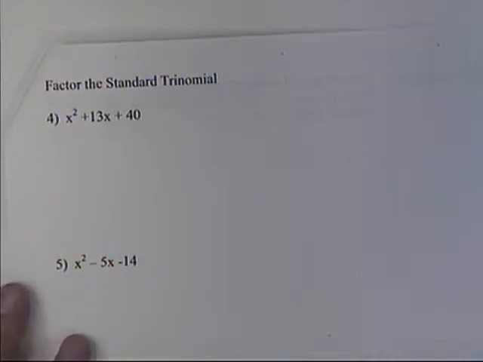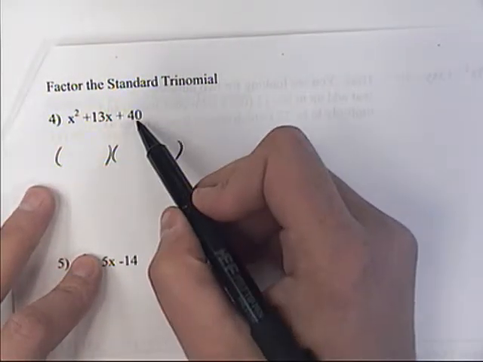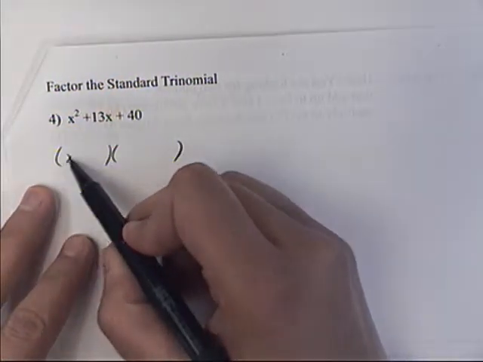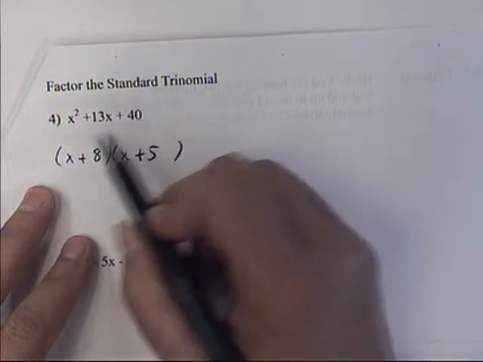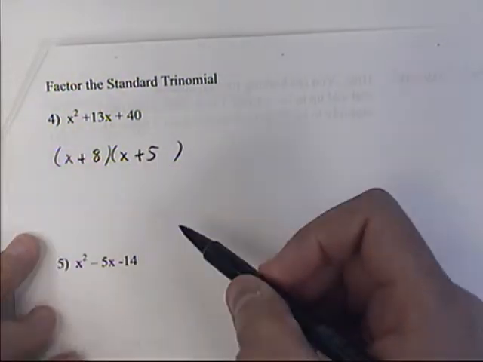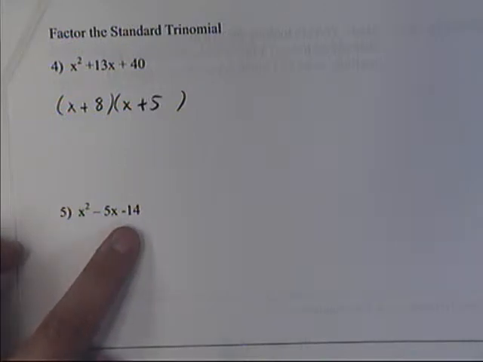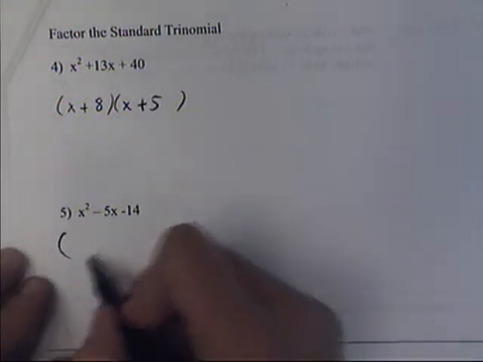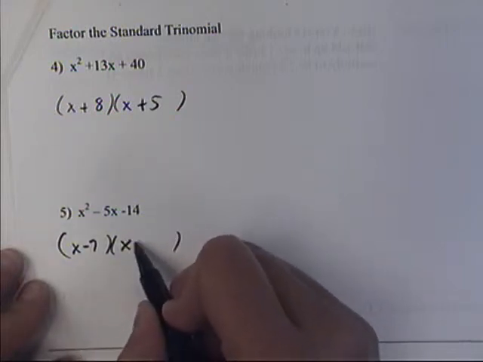Factoring just regular trinomials, you've done this before. You're looking for two numbers here that multiply together to be 40 and add to be 13. Hopefully you can come up with 8 and 5. 8 times 5 is 40, 8 plus 5 is 13. Or these two. Looking for two numbers that multiply to be negative 14, but when you add them together you get negative 5. And again, hopefully you can come up with negative 7 and positive 2.